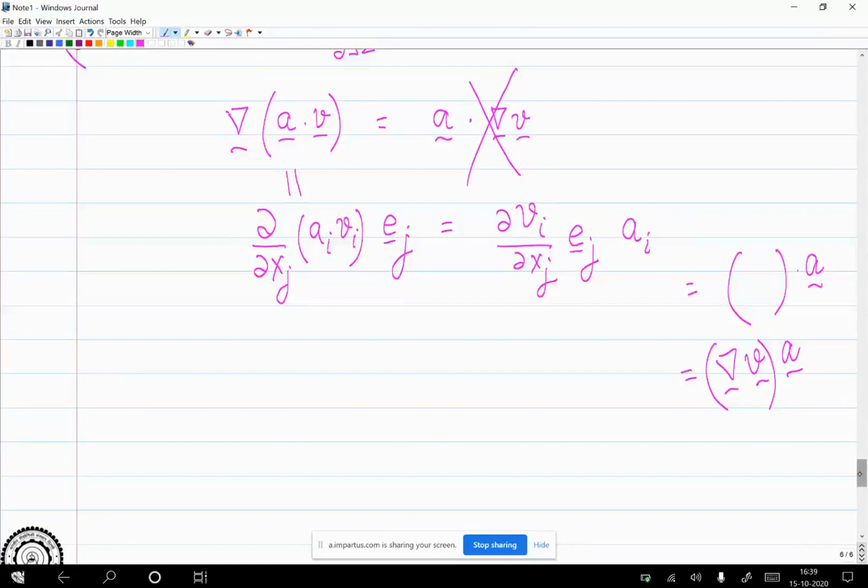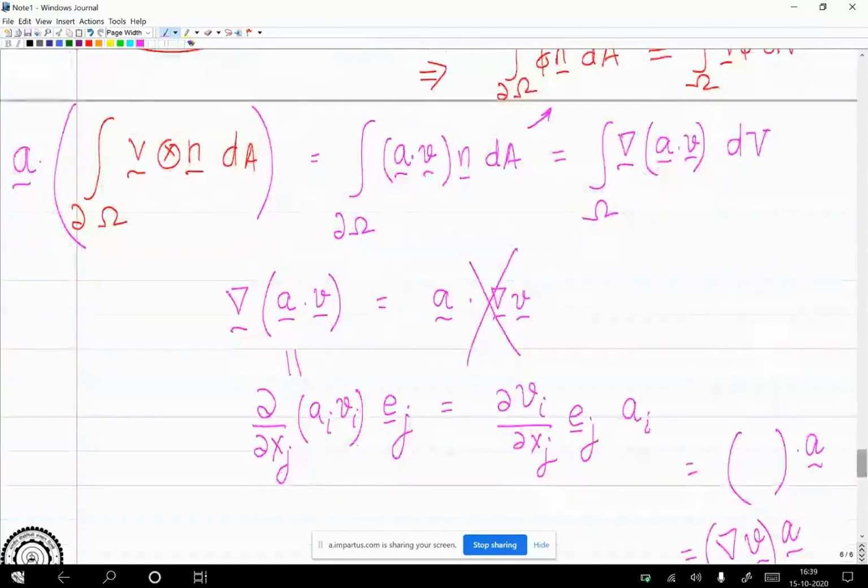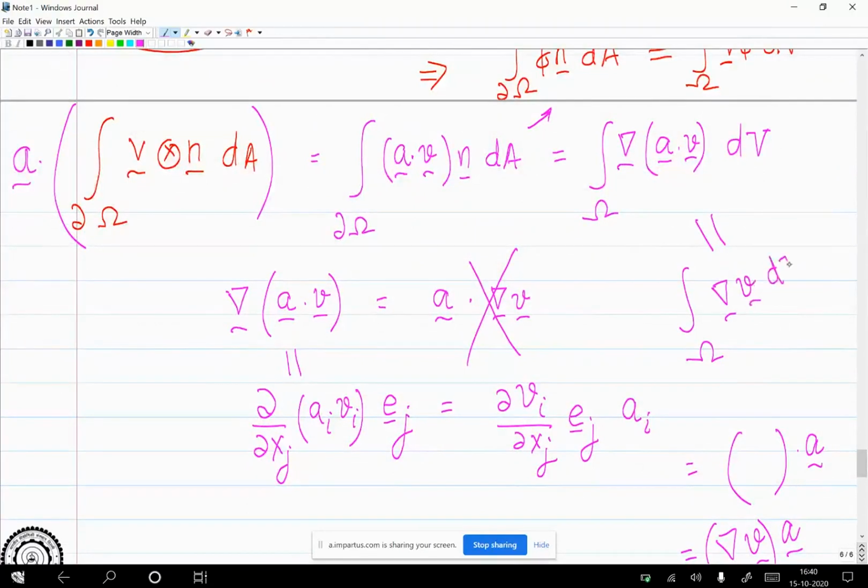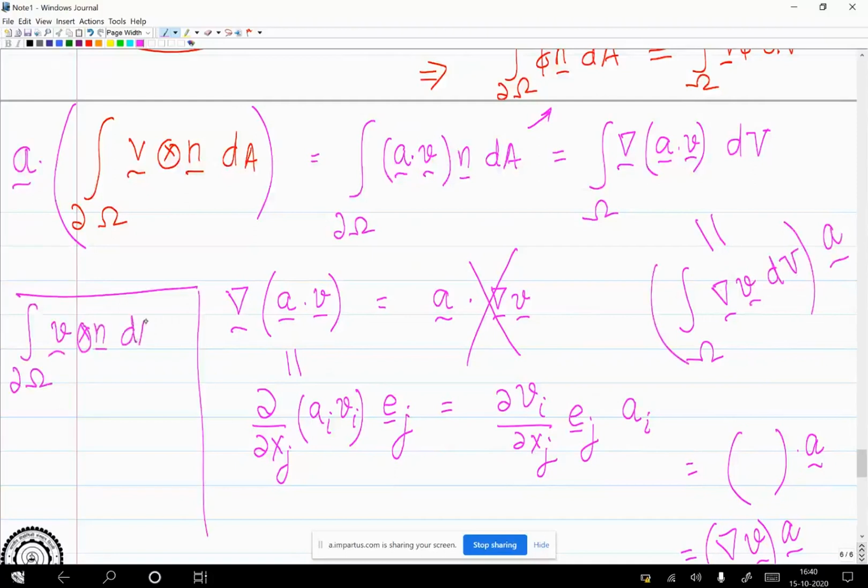And so we can finally come back here and write this as integral over omega grad V dV into A. Okay, and then when we compare, then this thing inside the bracket, what we get is integral over del omega V tensor product N dA is equal to integral over omega grad V dV. Yeah, that is it.